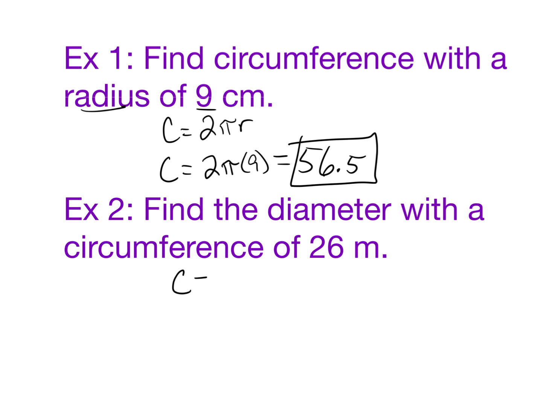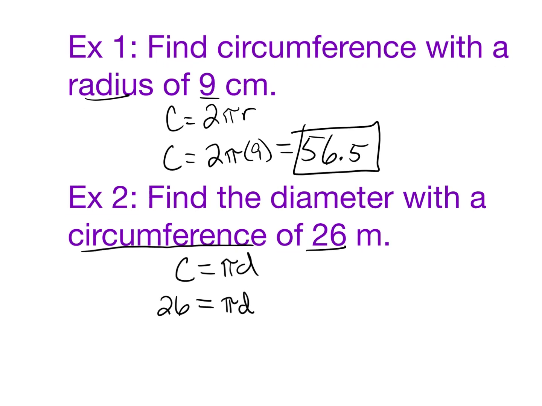So we're going to use the circumference formula again. Which one should I use on this one? Pi times d. And I'm looking for diameter, so the circumference they told me is 26. So I'm plugging 26 in for the circumference. I don't know what the diameter is, so I'm just going to leave it as d, because I don't know what it is. Okay? Just leave it as the variable.